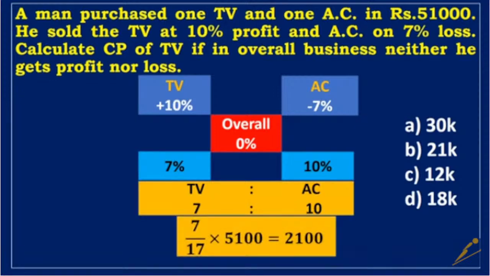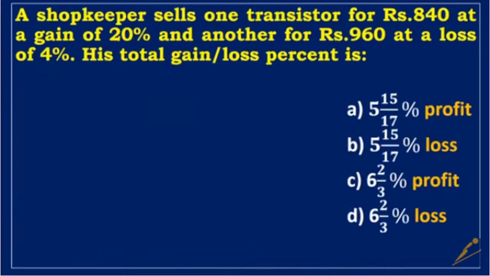2. Calculate the cost price of the television based on the ratios provided. Apply the following formula. The cost price of the television is equal to the ratio of television divided by the sum of ratios into the cost price of both items. That is, 7 divided by 17 multiplied by 5,100 equals 2,100.